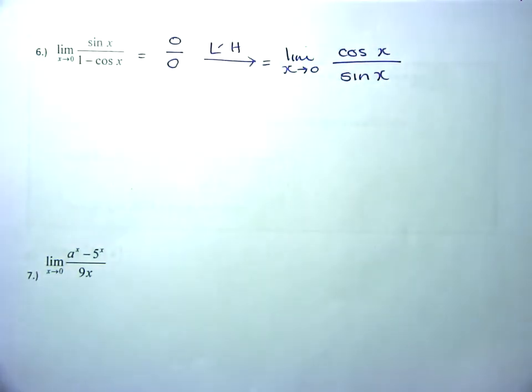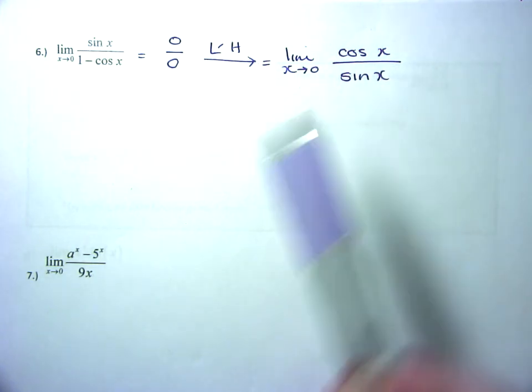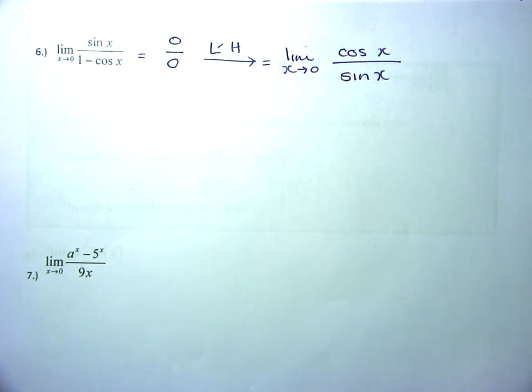So there's more than one way that you can now approach this limit. We know that cosine of x divided by sine of x is equal to cotangent, right? So you can either express it as cotangent and take the limit again, or you can try to take the limit at this point in time.